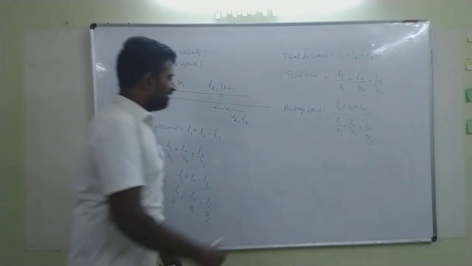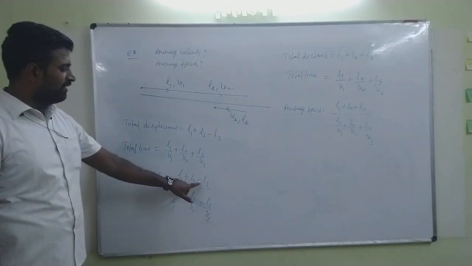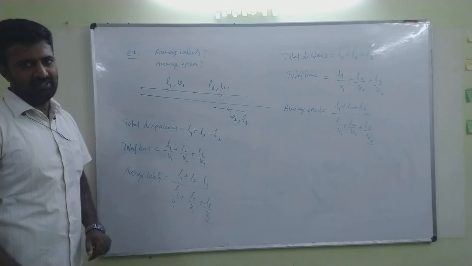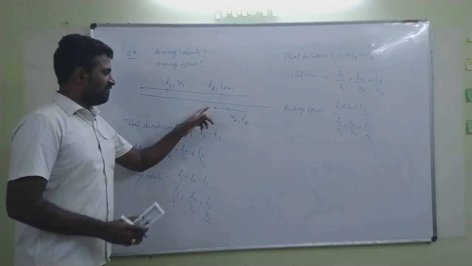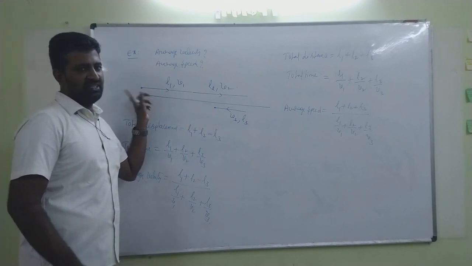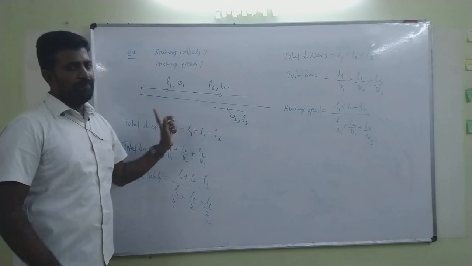You try to understand the difference between calculating displacement and distance. Displacement will be final position minus initial position. Distance will be total path length.